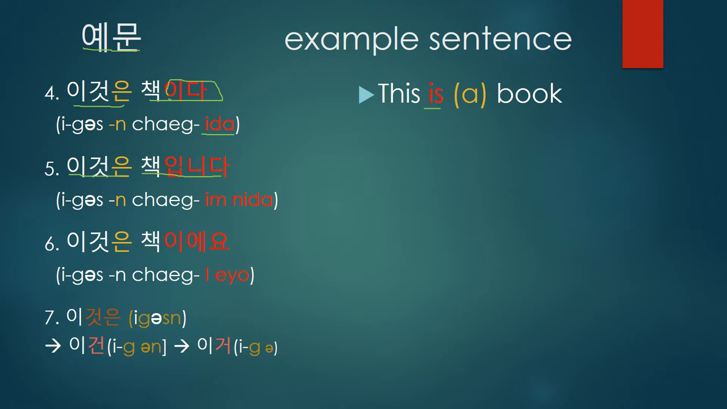I'll show you again. 이것은 책입니다. This is a written style or a spoken formal style. Because you are a beginner, you should know this form and use this type of form. 이것은 책입니다. And for another example, 이것은 개입니다. 개 means dog. You can change the word. Instead of 책, you can use other nouns. 이것은 가방입니다. 가방 means sack or bag.